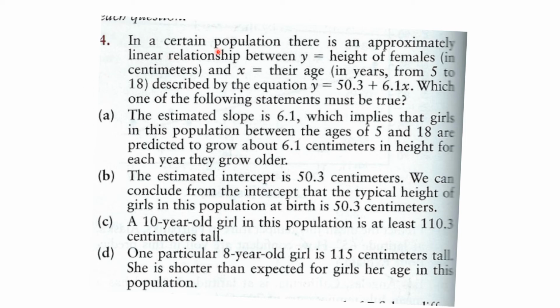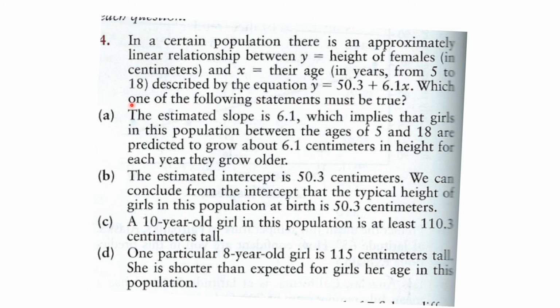In a certain population, there's an approximately linear relationship between Y, the height of females in centimeters, and X, their age in years from 5 to 18. And that linear relationship is described by the equation: predicted height is equal to 50.3 plus 6.1 times age. Age is the x variable. So which one of the following statements must be true?